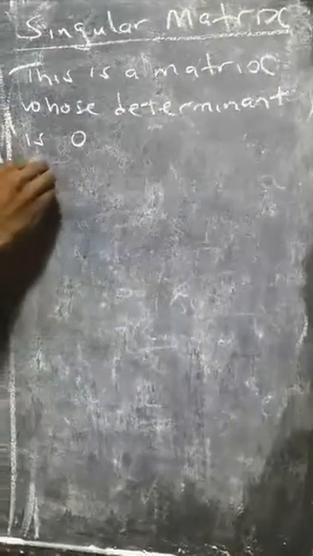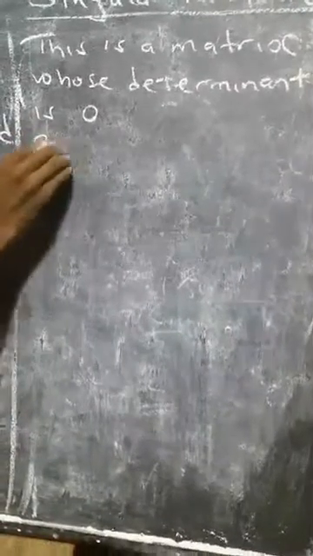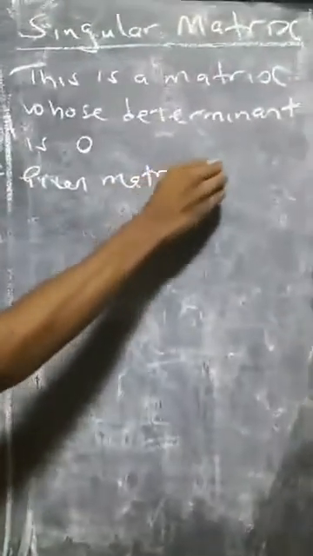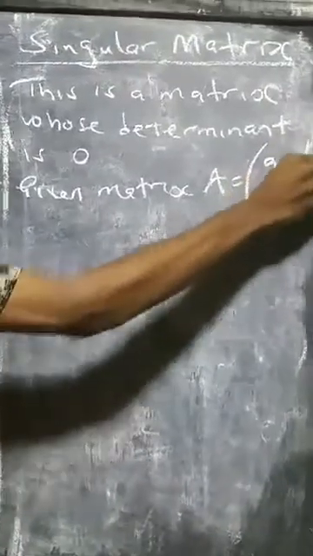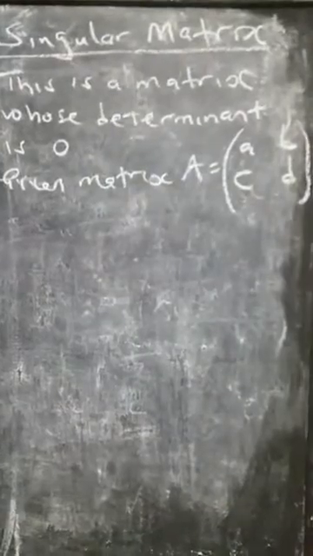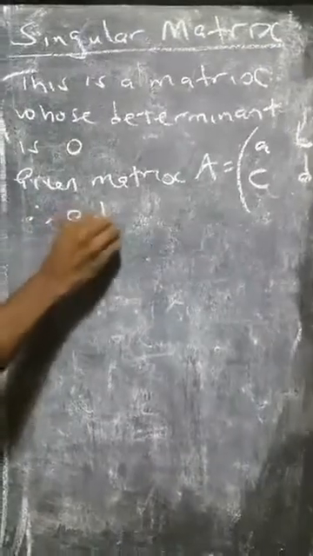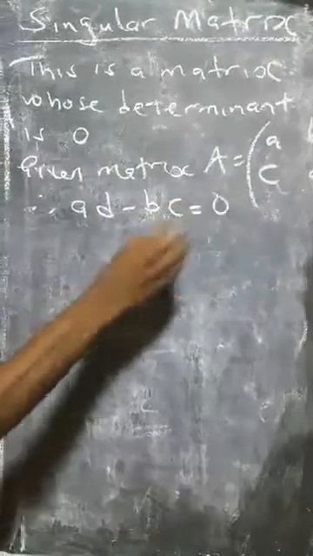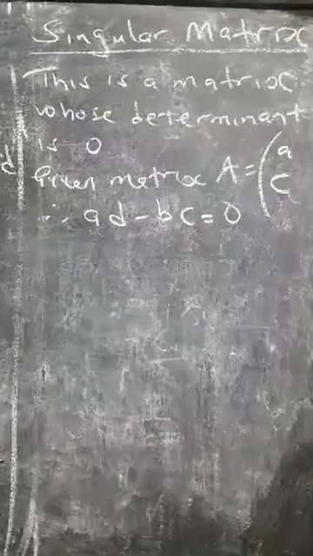So what do we mean? If you have, let's say, given matrix A, which is equal to A, B, C, D. If matrix A is a singular matrix, that means definitely AD minus BC, your answer must give you a 0.